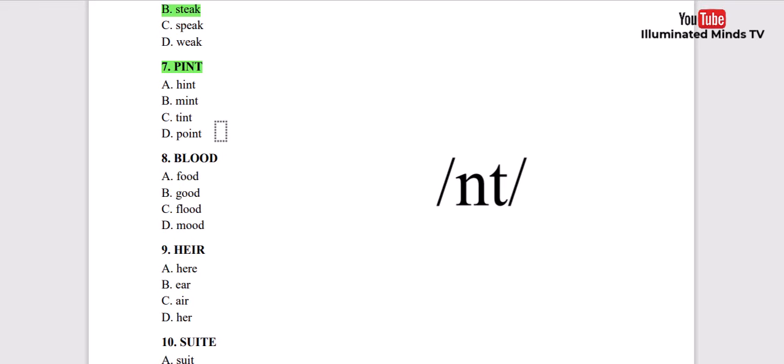Now, the correct option is point. Why is it the correct option? Point. Now, please, I always want you to note, point is correct. For example, the word pint is pronounced as paint, rhyming with the T sound. Point is pronounced as point. They both end in the NT sound, and both have the same final consonant cluster. That is why it is correct.